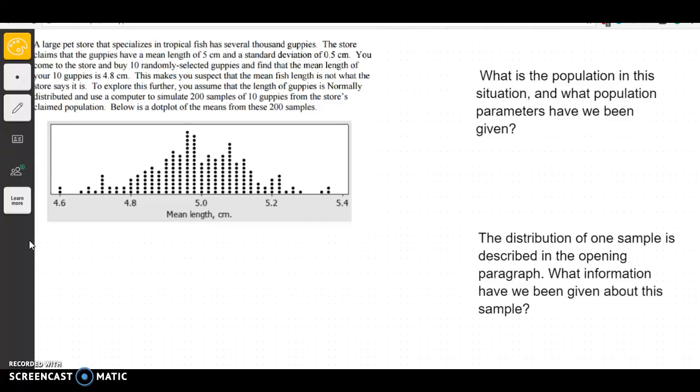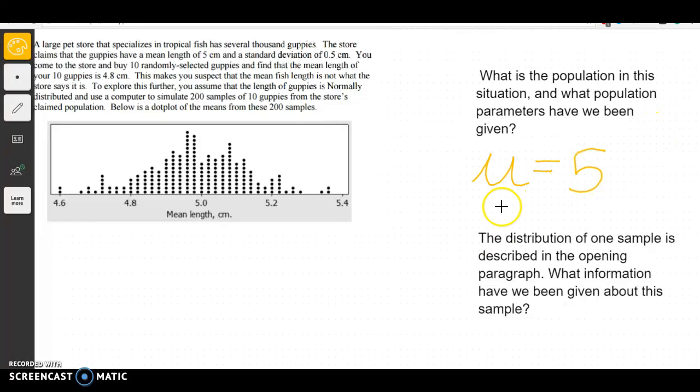So basically, we went in and assumed, hey, let's buy 10 guppies. Let's measure their mean lengths. We'll do it 200 times. We'll see what we get. And this is the simulation that we got. So what is our population parameter? Well, our population parameter that they gave us is all the guppies, and it's the mean length of the guppies. And they said the mean length of the guppies was 5. So that would be our population parameter. It would be that mean length of 5.